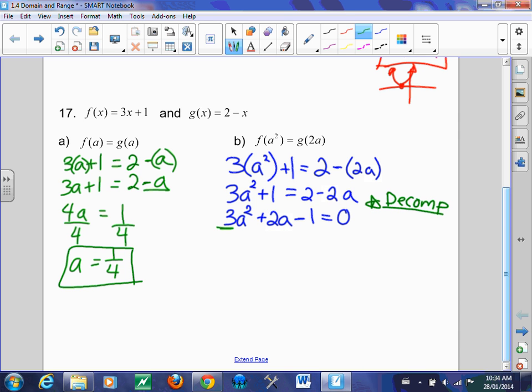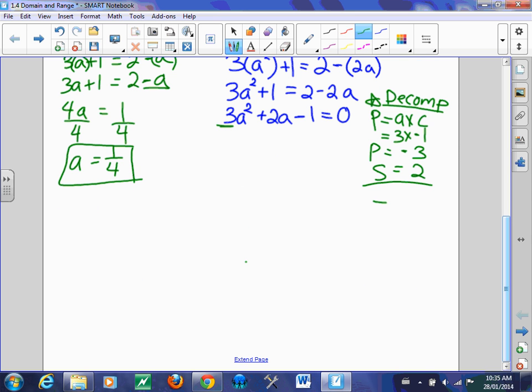Okay, and when we do decomposition, remember that the product equals a times c. And then we're going to split the middle term. So a times c, that's going to be 3 times negative 1, which equals negative 3. And our sum is the same, which is 2. So what two numbers give you a product of negative 3 and a sum of 2? Well, that's going to be negative 1 times 3. But remember, because it's decomposition, we're going to split that middle term. So again, you may need to review this. Okay, so that middle term is going to be negative 1a and plus 3a. And I'm going to rewrite the rest just as it normally appears.